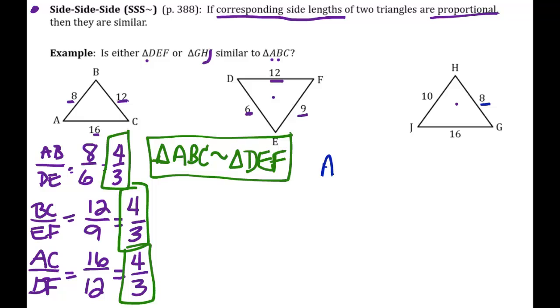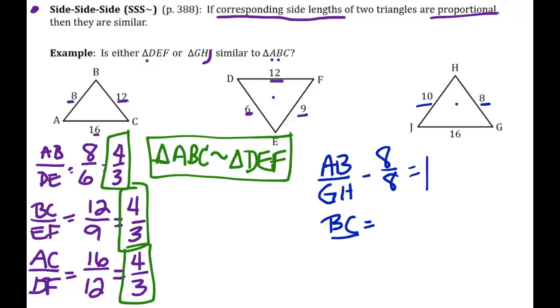So we can look at AB, and that ratio of GH is 8 over 8, which is 1. Now, I'm sure you already can tell. Well, let's go ahead and look at it. Let's do BC. BC over, what would that be? HJ, middle number to middle number, HJ. So 8, I'm sorry, let me go back.